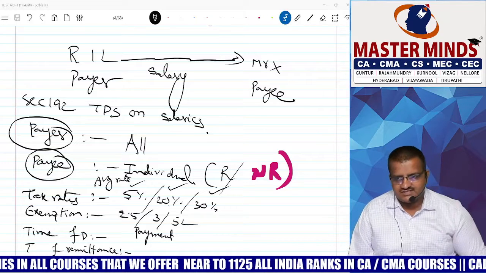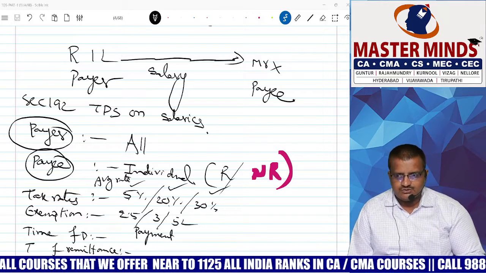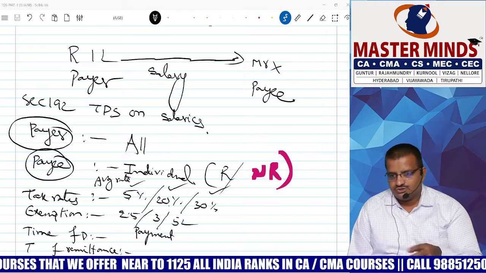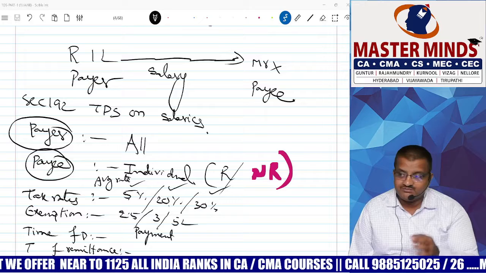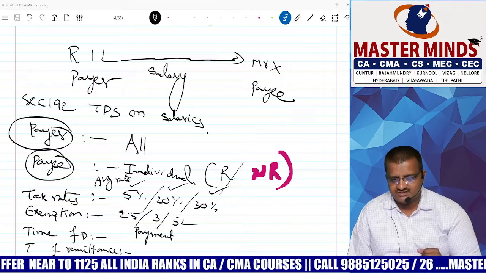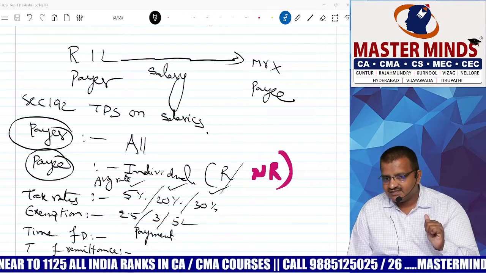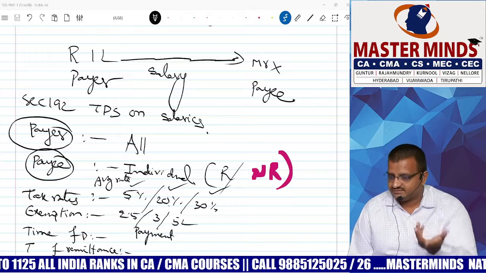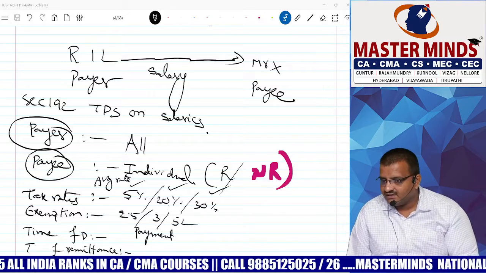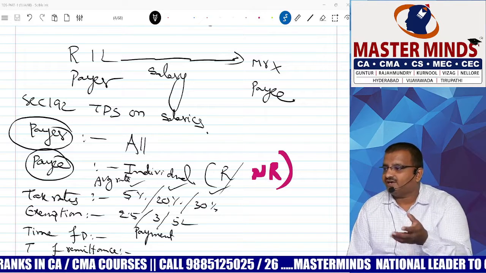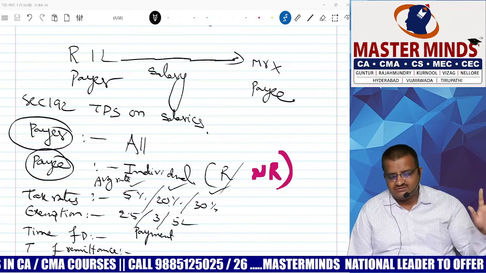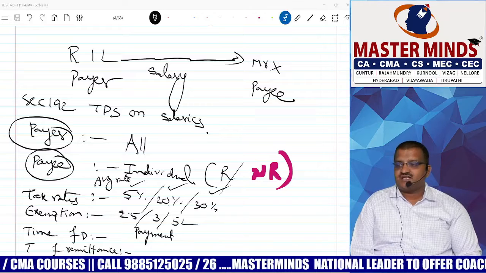One small change. This is June. June month salary I have not paid in June. I paid in September because I don't have funds. Tell me, when do I need to deduct? September. When do I need to remit? 7th October. With this, time of remittance is also over.